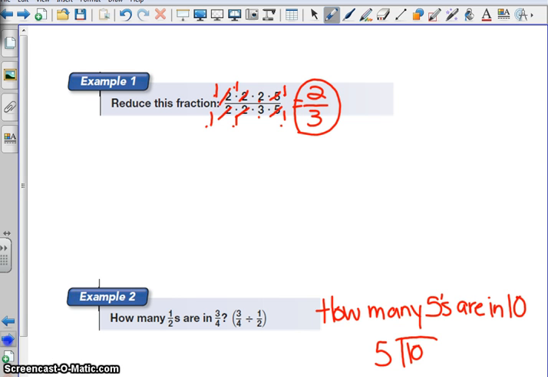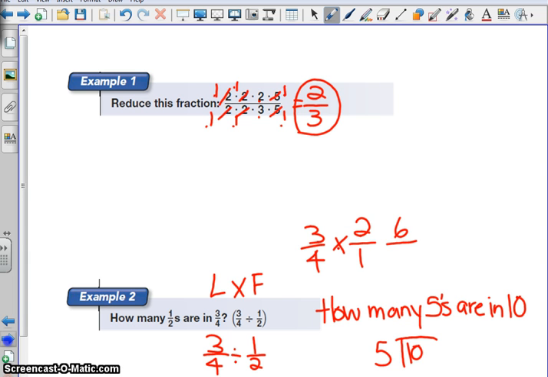Looking at how many 1/2 are in 3/4, we set it up the same way. 3/4 divided by 1/2. Now remember, when you're dividing fractions, you leave it, times it, flip it. So we'll rewrite it 3/4 times 2 over 1. 3 times 2 equals 6. 4 times 1 equals 4.